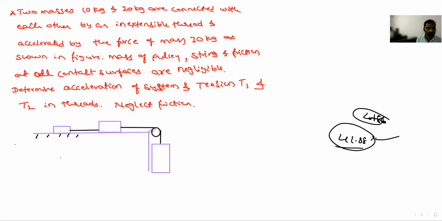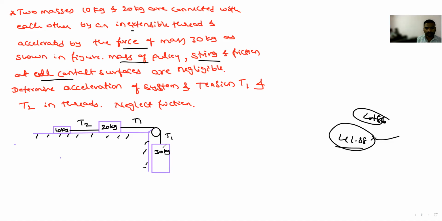This is a 10 kg mass. This is 20 kg mass. This is 30 kg mass. So there is a tension T1. This is tension T2. Okay. This is tension T1. This is a rough surface. Here the surface is smooth. He has given in the problem an inextensible thread accelerated by a force. Mass of the pulley, string, and friction at all the contact surfaces are negligible.